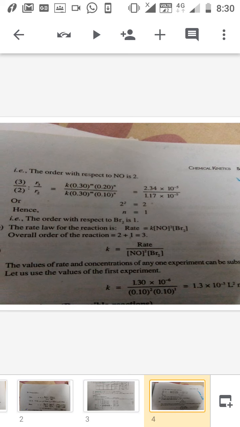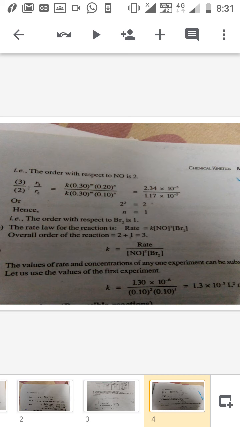Let's substitute in the first equation. Rate is equal to K into concentration of NO, here m is 2, substitute the value 2, and Br2, the n is 1, so substitute 1. So the order is the sum of the powers of the concentration terms in the rate expression, 2 plus 1, that's equal to 3.